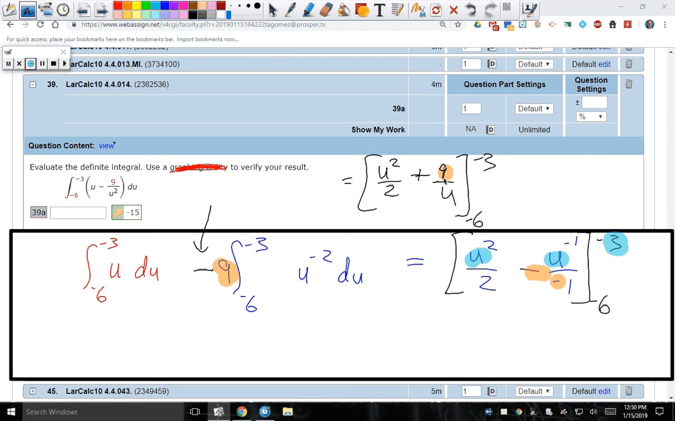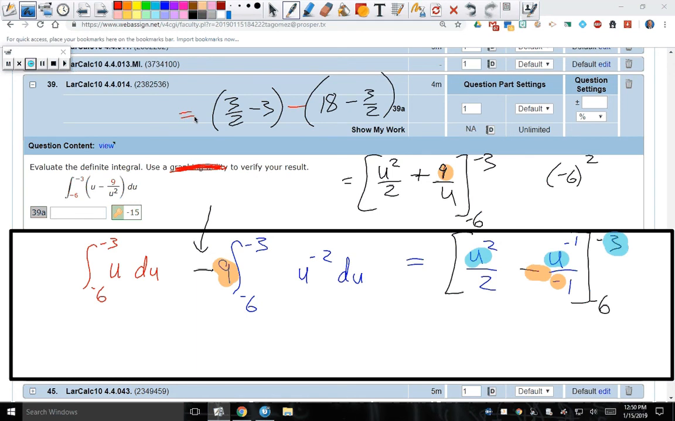Alright, so let's plug in -3. -3 squared is a positive 3 over 2, plus 9 divided by -3 is a -3. So this is plugging in that one, and we're going to subtract plugging in -6. So -6 squared is a positive. Be careful with those. If you're in doubt, put them in parentheses when you're plugging them in. 36 divided by 2 is 18, and then 9 divided by 6 is reduced to 3/2. So this is -3/2.